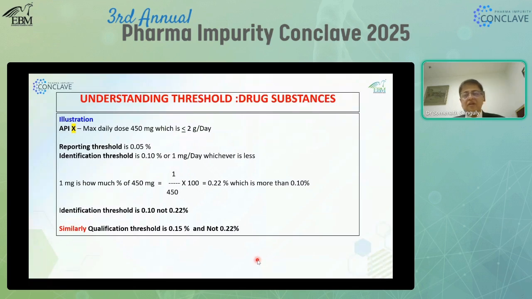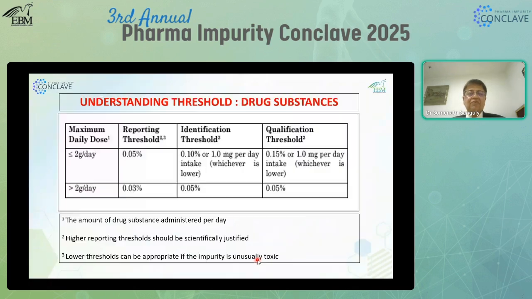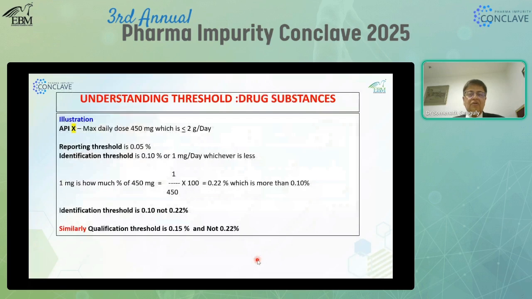So which is more than 0.10% as per the guideline, which is lower. So in this case, my identification threshold will be 0.1, not 0.22. Similarly, qualification threshold also 0.15, not 0.22. So it is best every time we have to calculate and we have to fix.